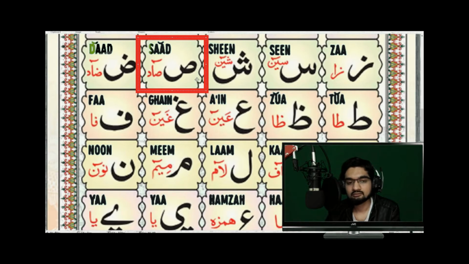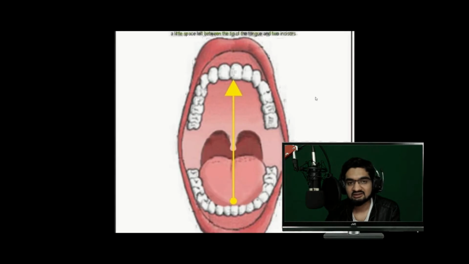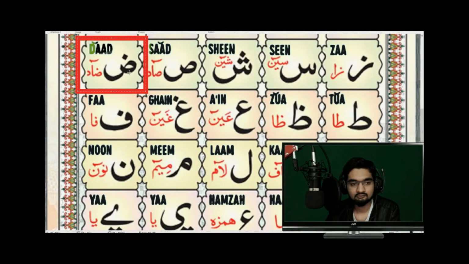The next letter is Sad. Just like Z and Sin, Sad has the same origin when the tip of our tongue goes very close to the upper top front teeth. Sad is very similar to Sin and Z because the tip of our tongue goes very close to the top front teeth but does not actually touch them.